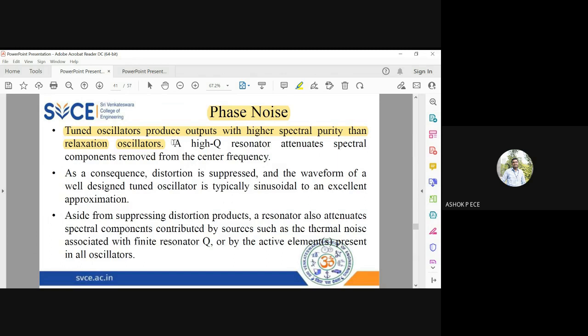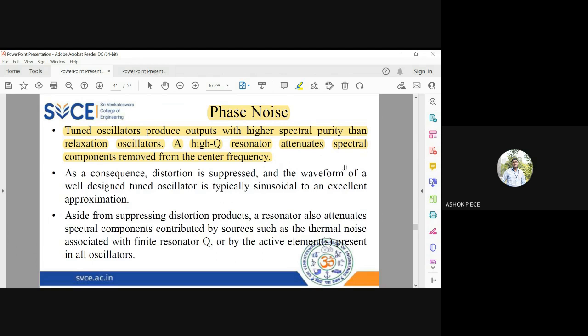And that LC parallel circuit will have a very high value of quality factor. Usually, L and C will have a quality factor because they are able to store energy in the form of electric field and magnetic field, whereas resistances will not have a quality factor because they dissipate energy.